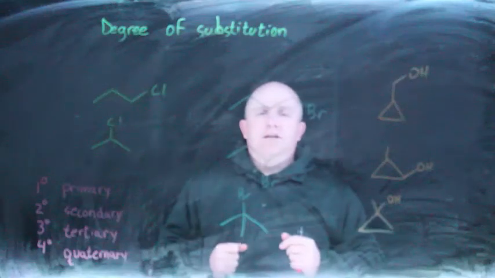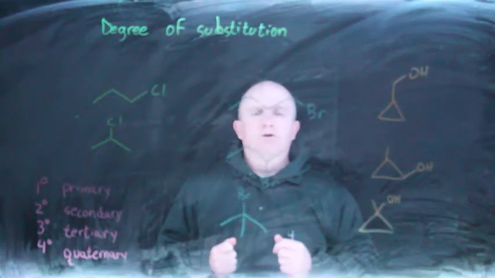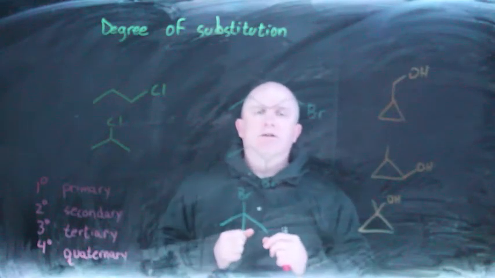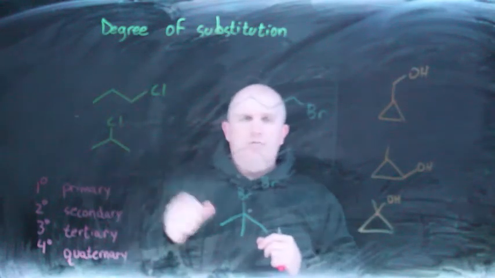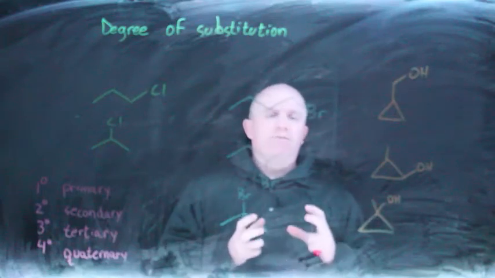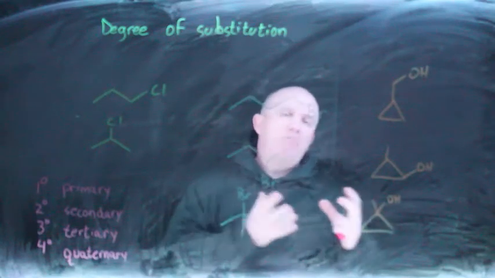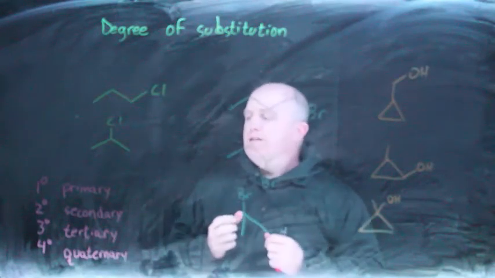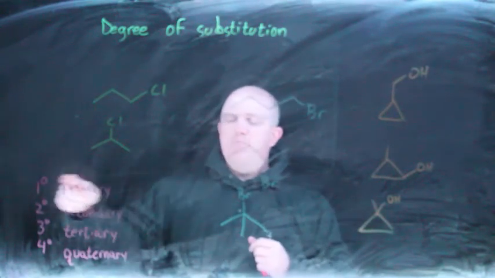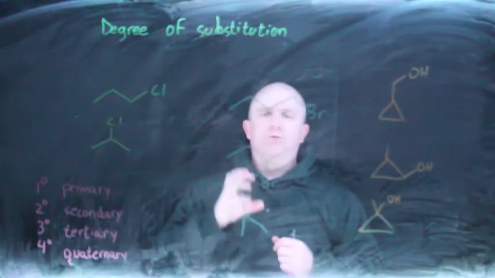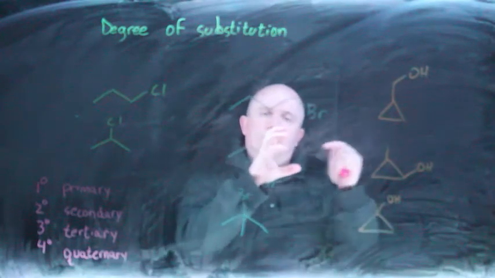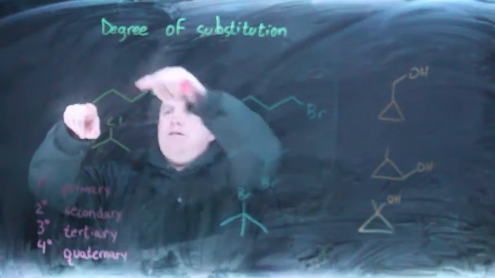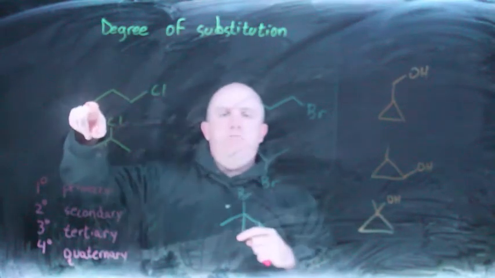Alright, so this topic is degree of substitution, and it fundamentally kind of slots in the nomenclature region, which is why we're going to deal with it now. And it's really a way of figuring out how many things are bound to something else, is kind of the best way of thinking about it. So the terms we're going to be using are primary, and that refers to, say, a carbon that has one other carbon bound to it. So this carbon right here has one other carbon bound to it. That would be a primary carbon.